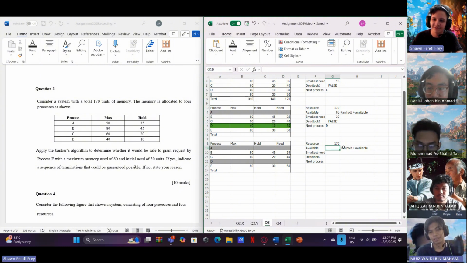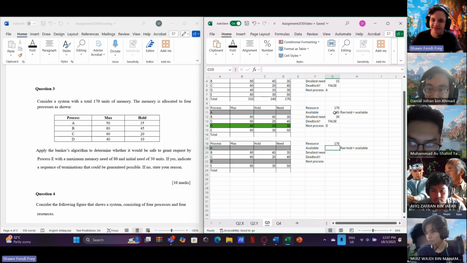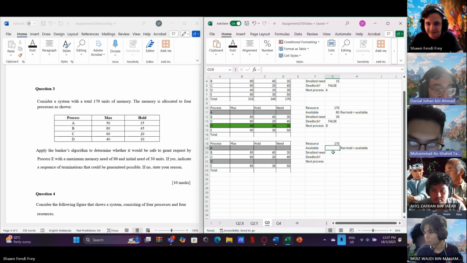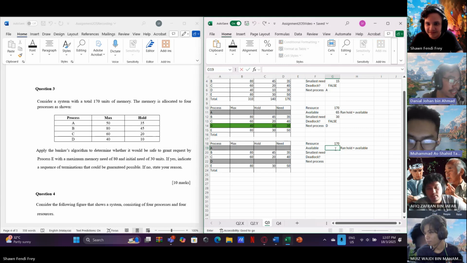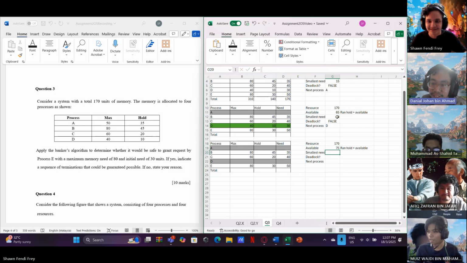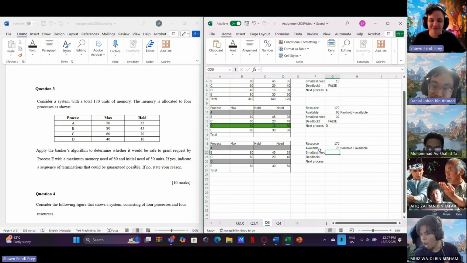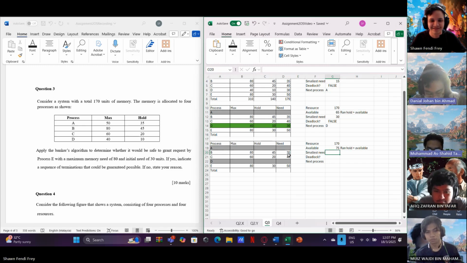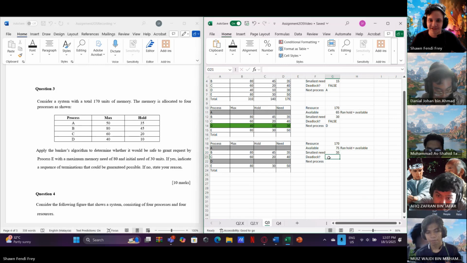So available is gonna be old plus previous available. So 65 plus 10 is 75. Good. So what's the smallest need? It should be 35, right? 35 is process B. So we're gonna green process B.